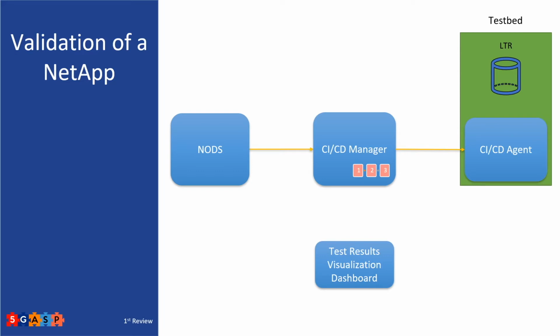Now, the CI/CD agent will gather all the required test files from the LTR deployed on the testbed and start performing the tests, collect their results, and send them back to the CI/CD manager, which will parse them, store them, and make them available via the TRVD.